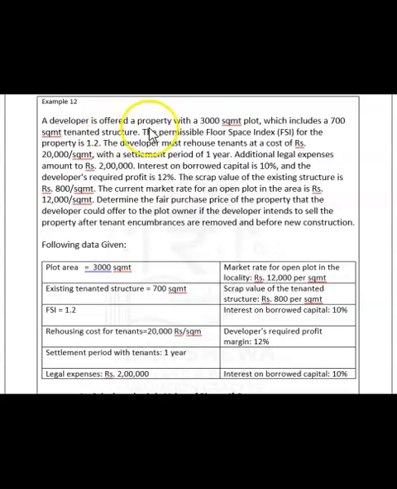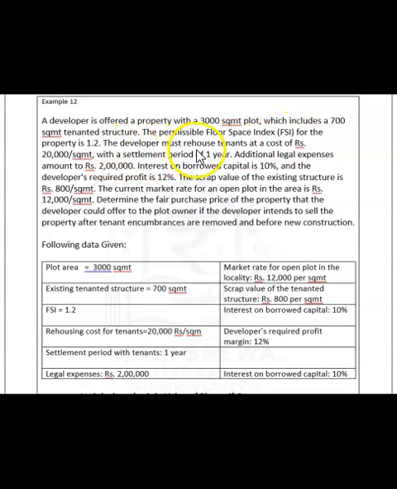A developer is offered a property with a 3000 square meter plot which includes a 700 square meter tenanted structure. The permissible floor space index for the property is 1.2. It means you can construct 3000 into 1.2, 3600 square meter. But actually, constructed area is only 700 square meter. Hence, the property is not fully utilized as per FSI.